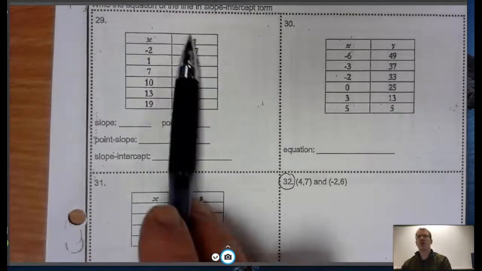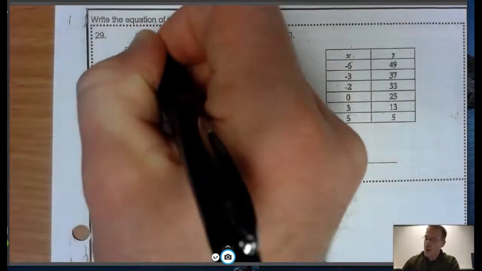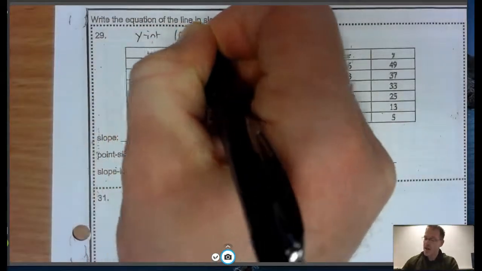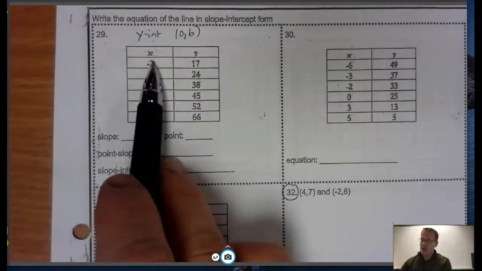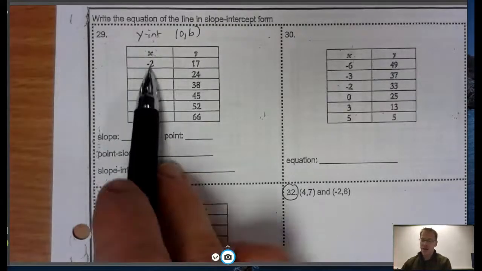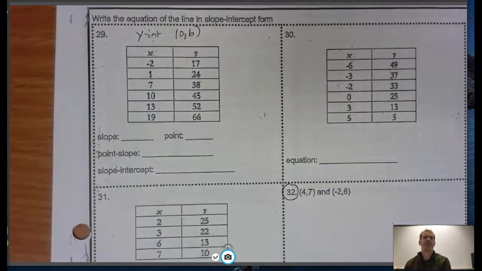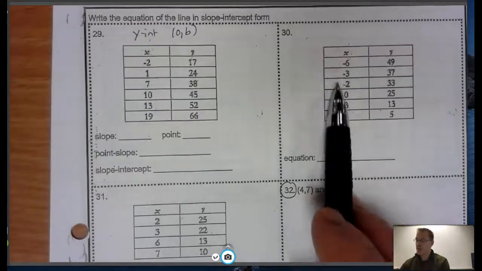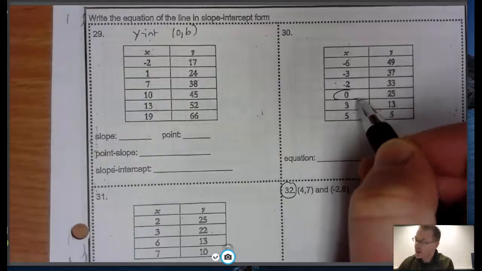Because when we're looking for a y-intercept, what we know is it's always 0, b. So when I have a table, I want to look for an x-coordinate of 0. So once again, notice, I don't see an x-coordinate of 0, so I don't have 0, b. Versus if I look over here, when I look down here, I see x equals 0, so right here would be my y-intercept.